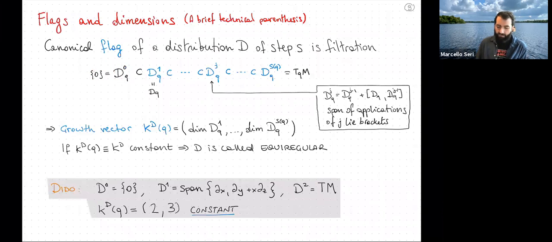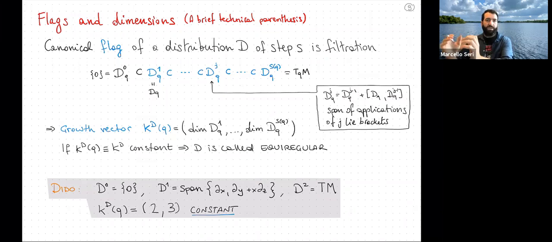And then you have the flag of the distribution, that is essentially a chain of spaces such that each space is contained in the next one, and it ends on the whole tangent space. And each of these spaces is defined in terms of the previous space plus the commutators of the previous space with the distribution. So we take our distribution, we commute all the vector fields of the distribution with themselves, and we add them to the distribution, whatever remains.